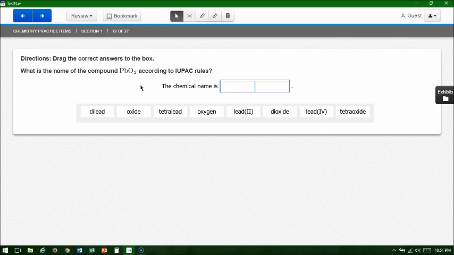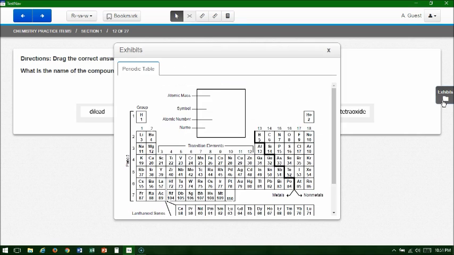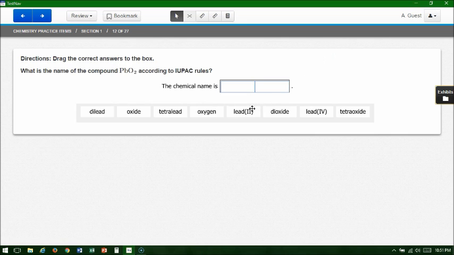Number 12, we have the formula for a compound, PbO2, which contains lead and oxygen, and we have to give it a name. Now, lead is a metal, and oxygen is a nonmetal. It's an ionic compound, and even though lead is not a transition metal, it still has multiple oxidation states. Sometimes it's +2, and sometimes it's +4. And you can see Roman numeral 2 and Roman numeral 4.